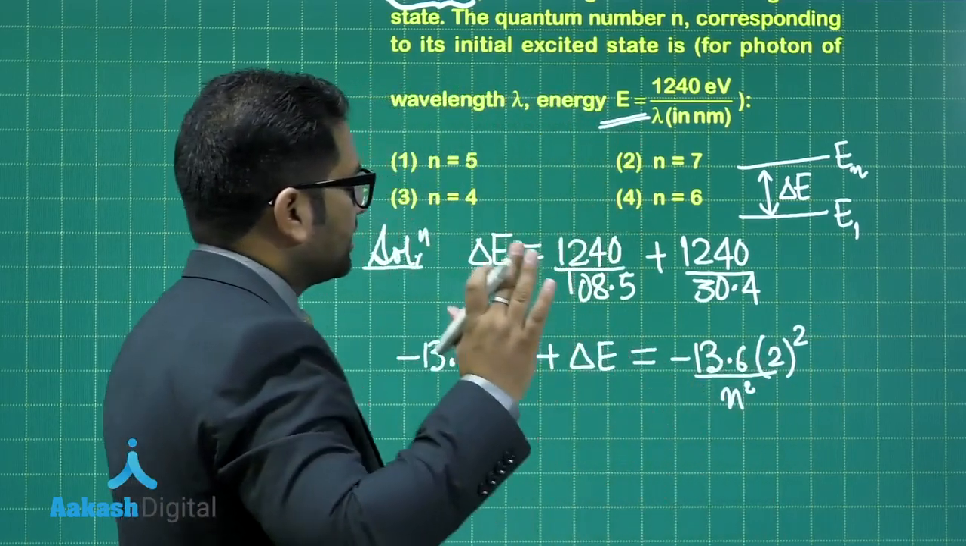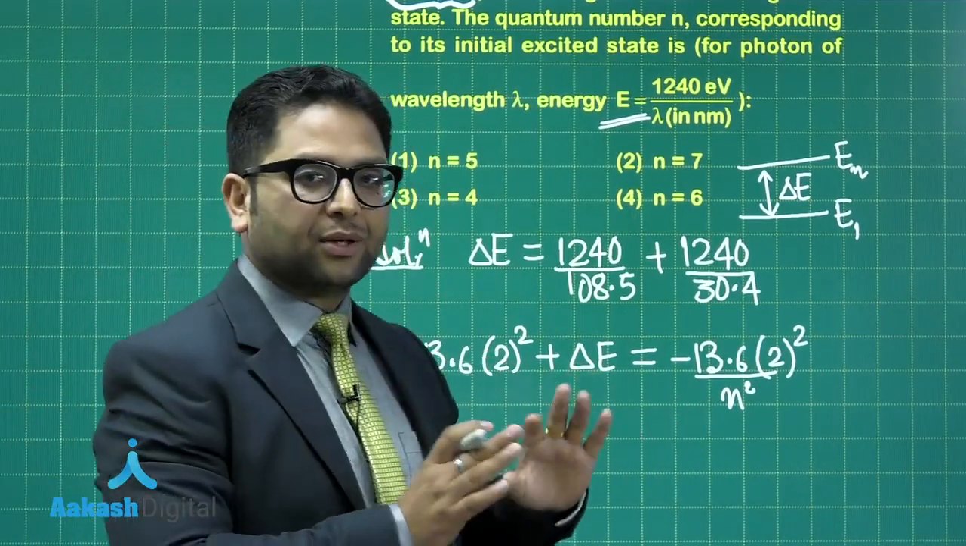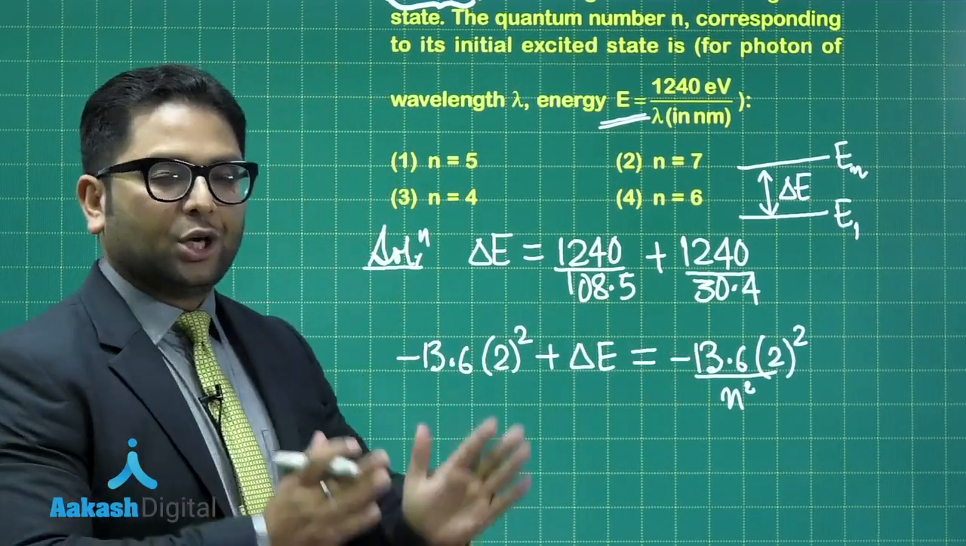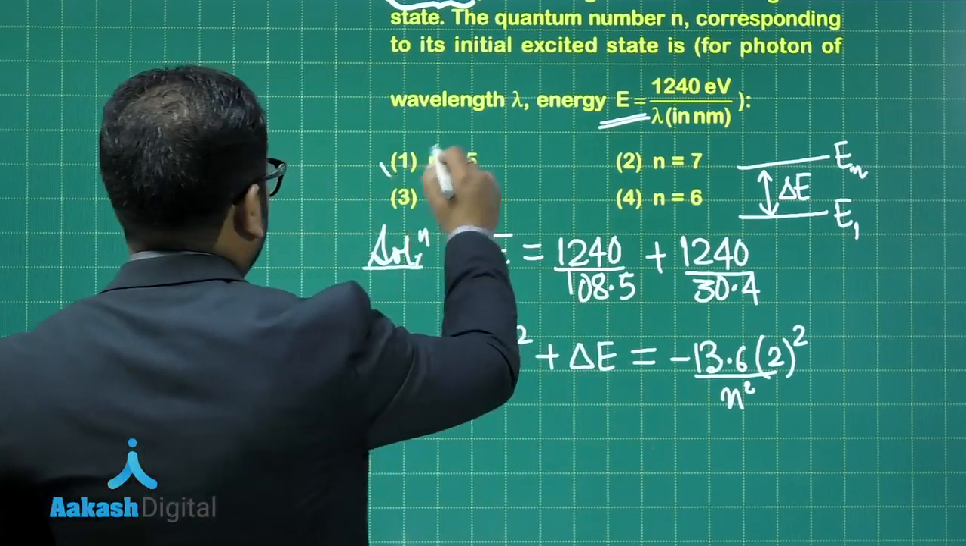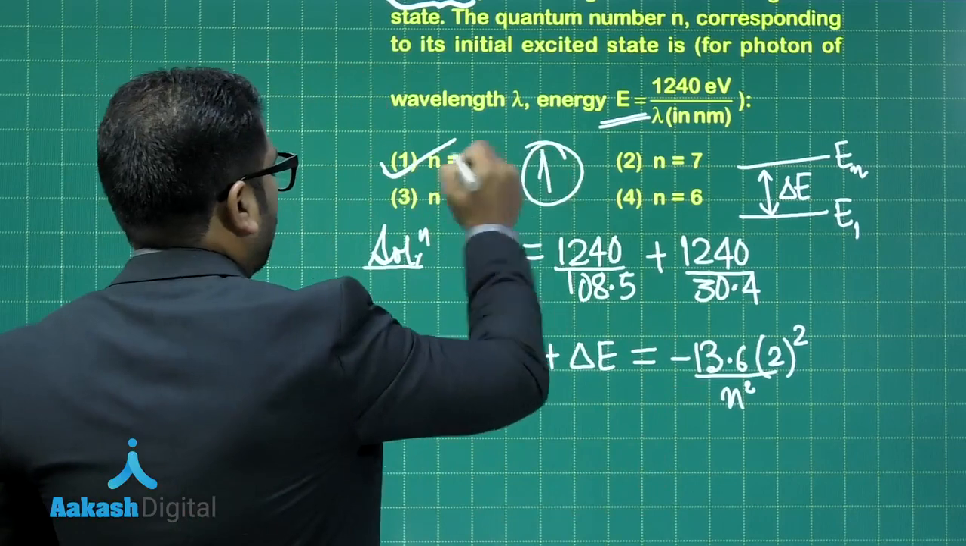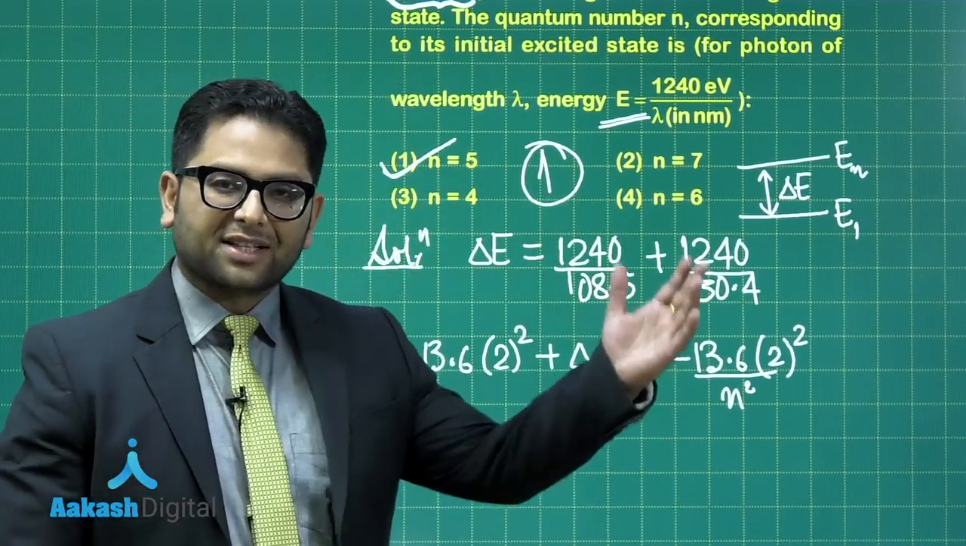So that is the straightforward one, though the calculation is a bit messy, but we can easily solve it. You do that, you will get the value of n as 5, and if n is 5, first option has to be the correct one. Let's move to the next.